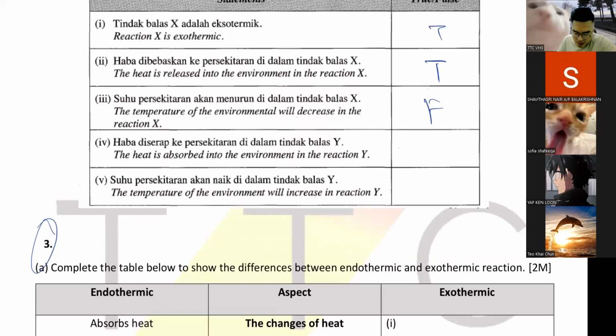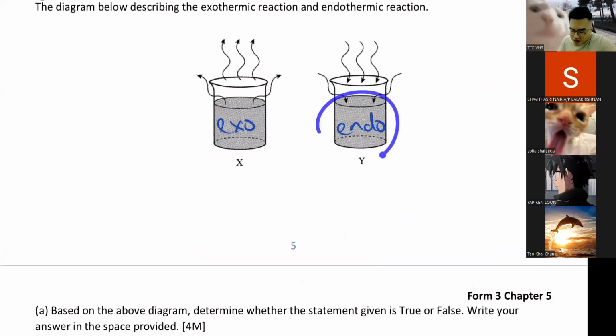Oh guys, sorry, there's a typo here. It's absorbed from the environment, serap dari. Heat is absorbed from the environment in reaction Y. If I absorb, do I absorb from the environment? Yes.